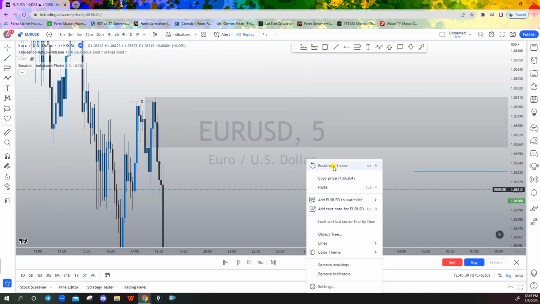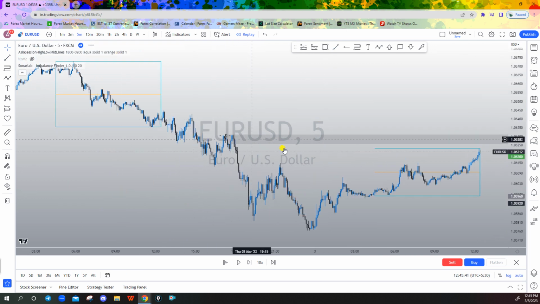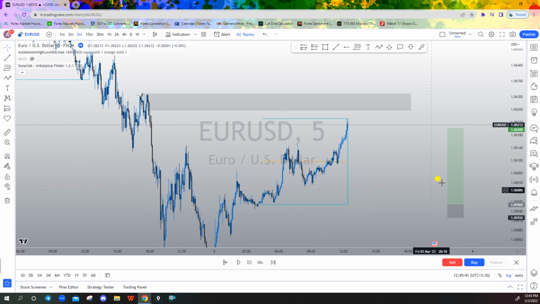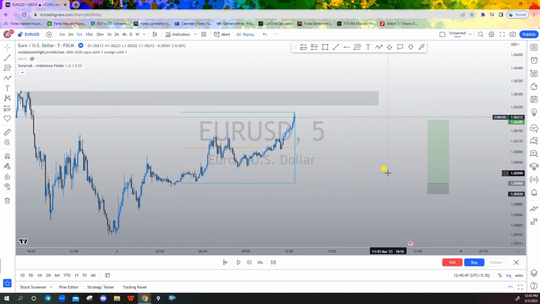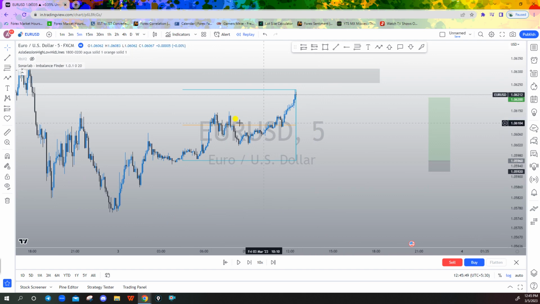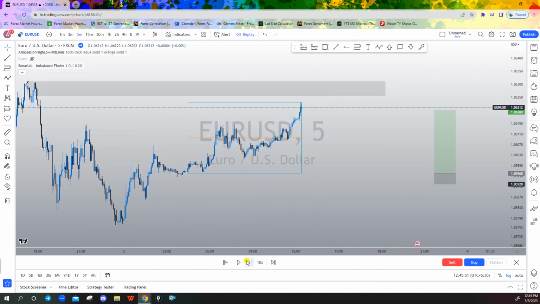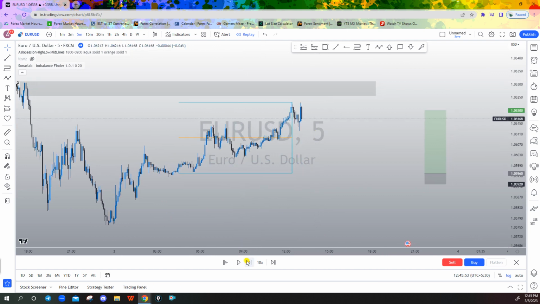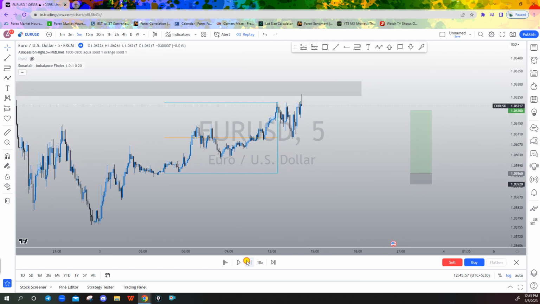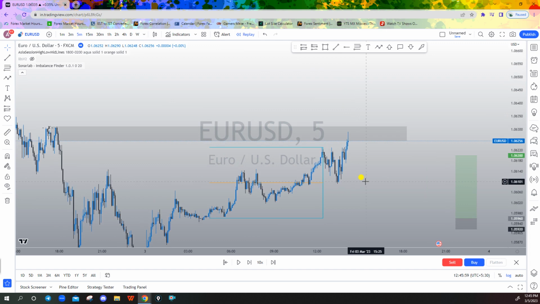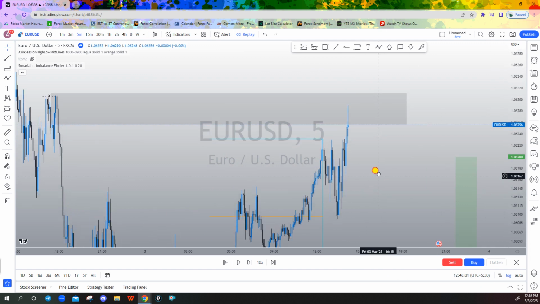I'm not going into deep detail, just understand that this is a point of interest which I have marked out for a short entry if I get a pattern, right? And it did get into the entry point. Let's see, it gave me a tap, but I don't take aggressive entries even if it is on a very good order block.